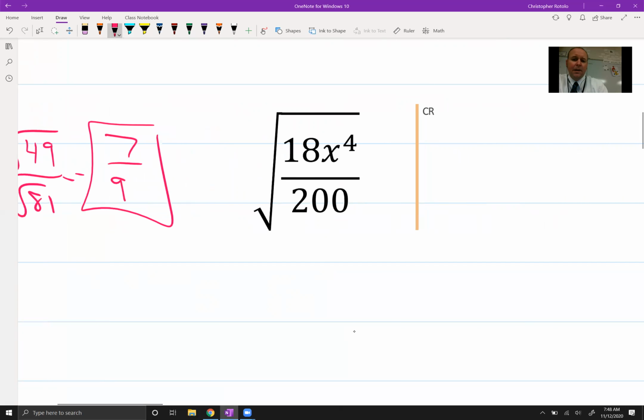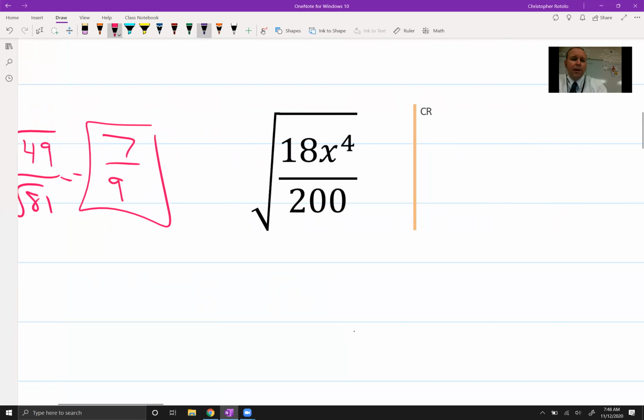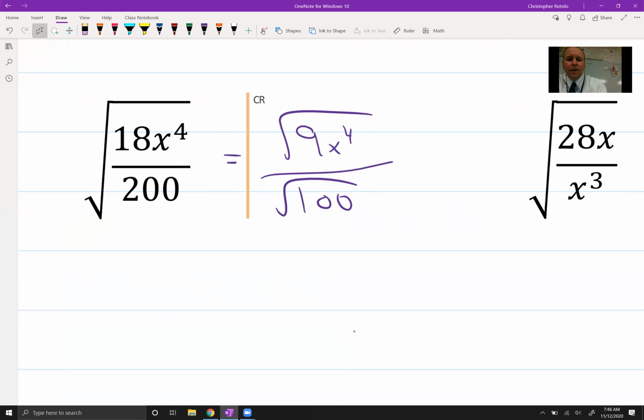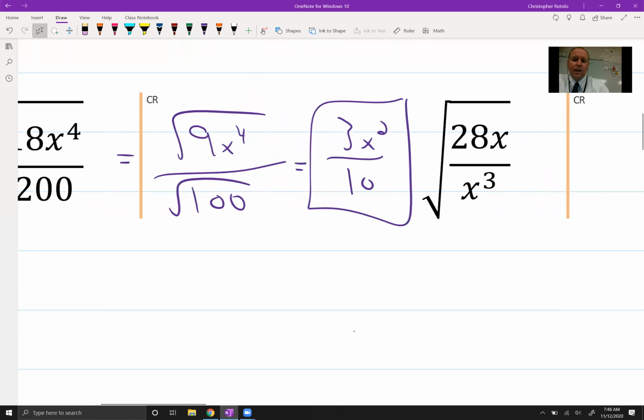All right. The other thing I can do is I can reduce what I have going on in here. So 18 and 200, they're both divisible by 2. Okay, so I can make this 9x to the 4th. And I'm also going to separate it while I do that. And it's over 100. So what can I do with this? All right, so that's 3x squared, right? Because the square root of 9 is 3. X to the 4th gives me 2 pairs, so everything's on the outside. And the square root of 100, we said in the beginning, was 10. So that one's beautifully done as well.